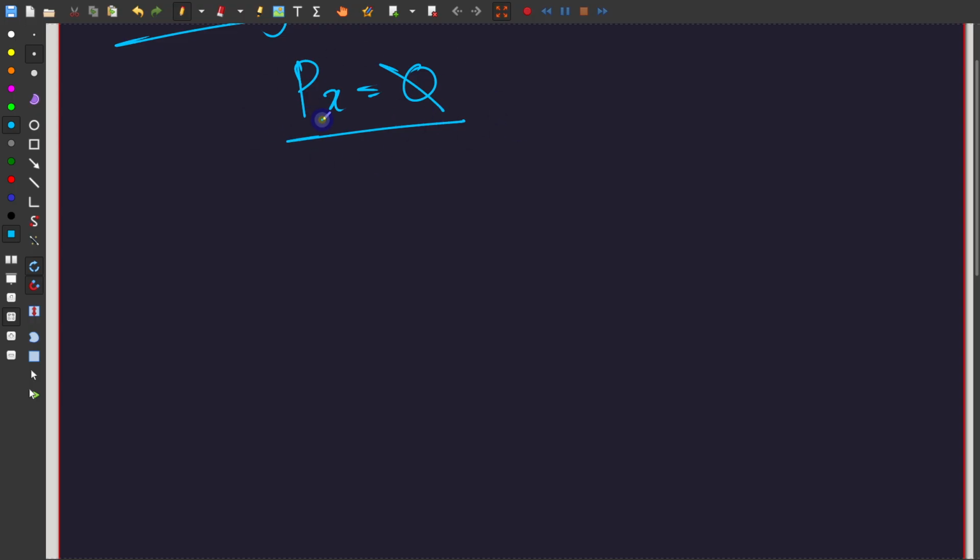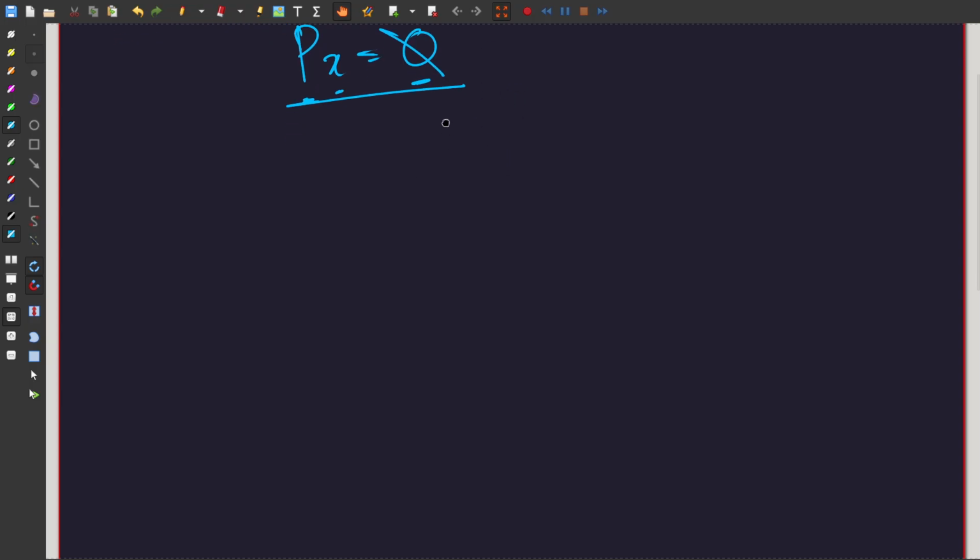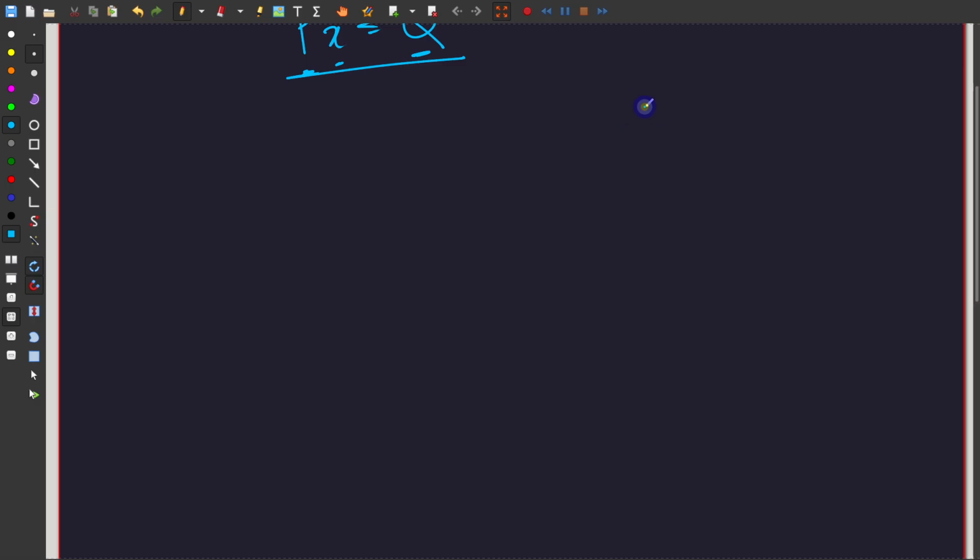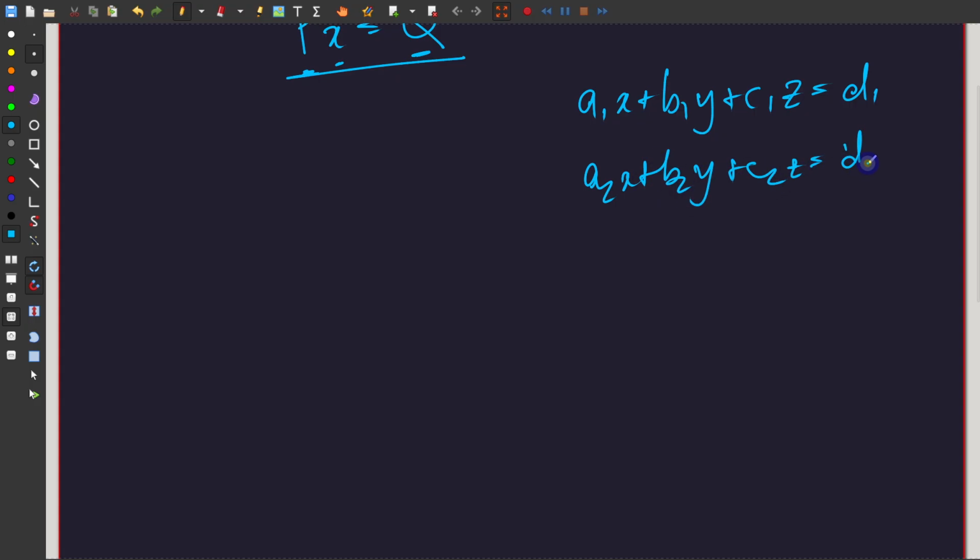equation, which is Px equal to q, where P is a matrix that has all the coefficients of the linear variables. The x vector contains the variables itself, and then the q vector essentially contains all the constant values. So I'll write one simple, quick representation. a1x plus b1y plus c1z is equal to, let's say, d1. a2x plus b2y plus c2z is equal to, let's say, d2, and then a3x plus b3y plus c3z is equal to d3, right?